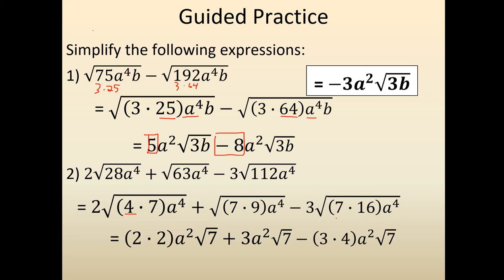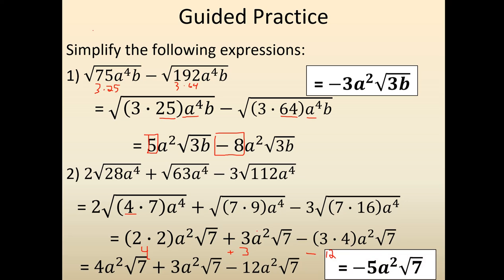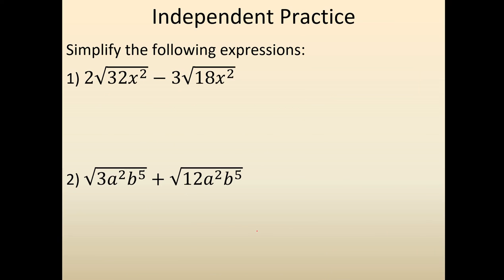Combining all this together, this is 4 plus 3 minus 12. So if you plug into your calculator 4 plus 3 minus 12, we end up getting negative 5a squared radical 7. All right. Now these are the independent questions, so pause the video, work them out, and we'll go over them in a second.